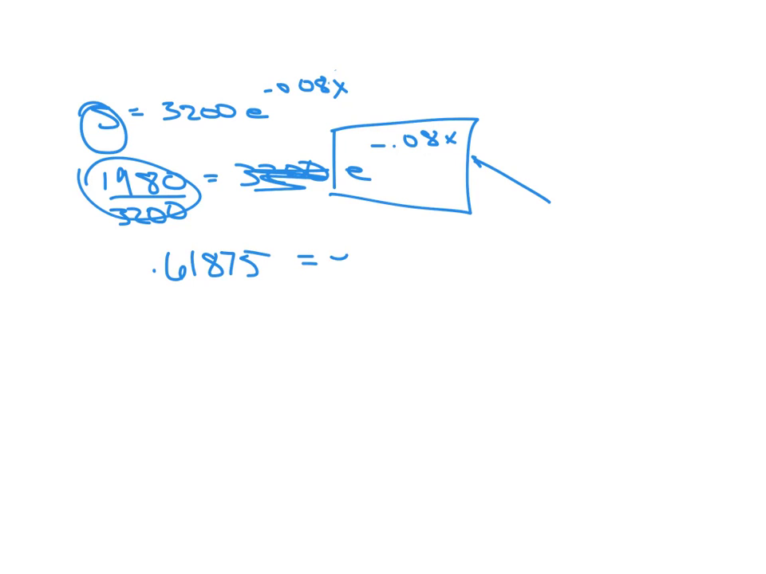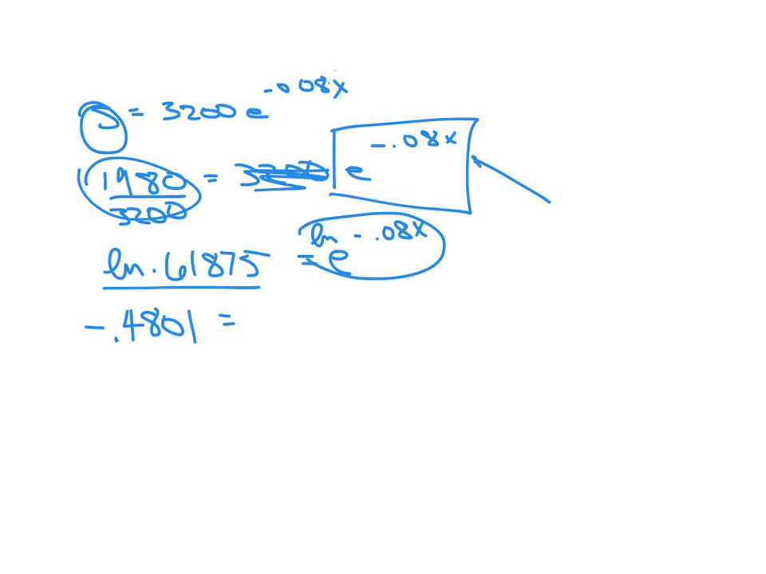Alright, so this, first of all, is 0.61875, and that gives me my e to the negative 0.08x. I'm going to take the ln of both sides, and when I do that, my ln of 0.61875 gives me negative 0.4801 with the punch of a couple buttons. And then my ln e right there, from our property of logarithms, is going to give us negative 0.08x.